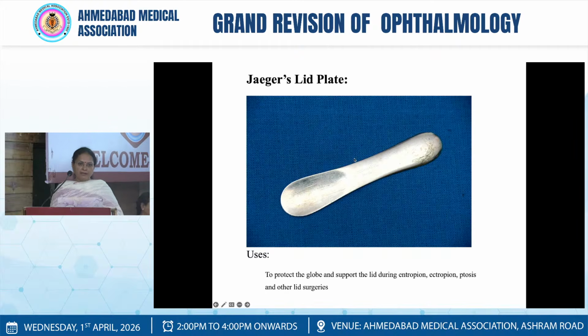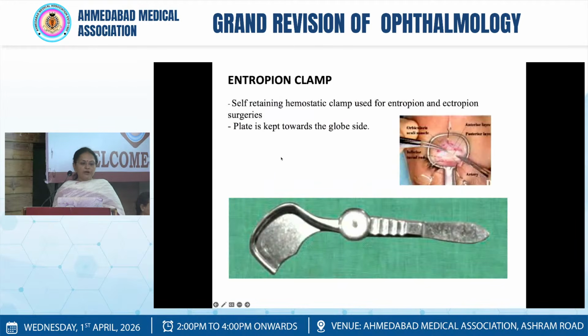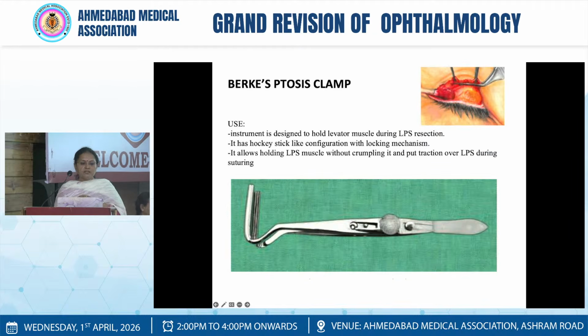This is the lid plate. So while doing lid surgery, you just guard it with the plate. Suppose inadvertently you cut deeply, it doesn't injure the eyeball. So it can be used in any lid surgery. This is the entropion clamp. If you open it, this is the open part and this is the closed part. The open part is towards the skin and the closed part towards the eyeball to prevent injury. This is a ptosis clamp. In cases of ptosis surgery, we have to hold the muscle with the clamp.